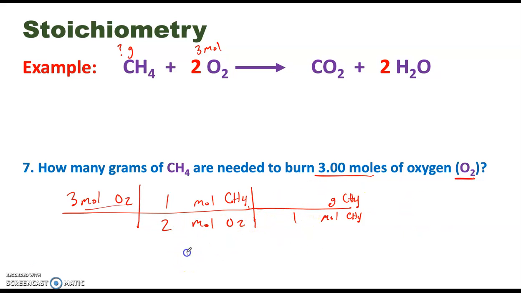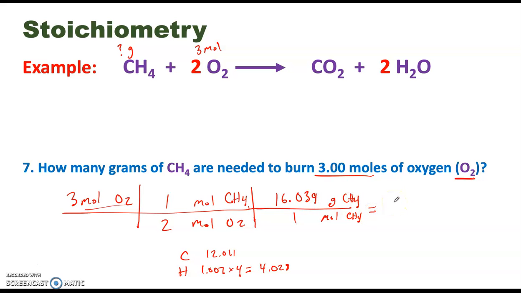Then CH4, it's 12.011, plus 1.007 times 4. Let's see here. This would be 4.028 plus... I better just do this in my calculator so that I don't make a mistake here and have to redo the whole video. 4.028 plus 12.011, 16.039.